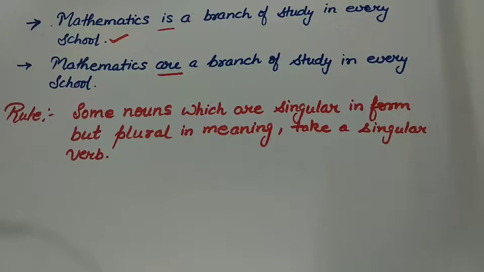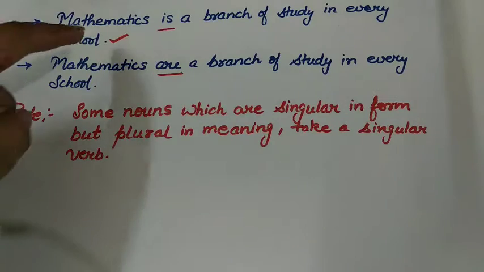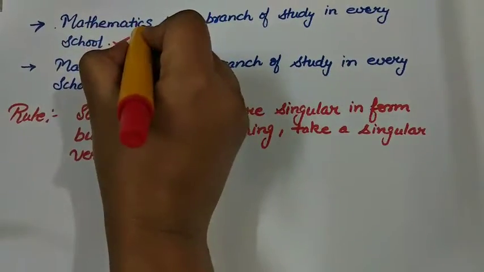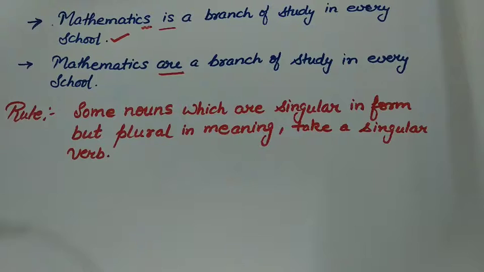Now, why have I used is here and why have I considered this one? See, some nouns which are singular in form but plural in meaning take a singular verb. How? Because here S is here. We consider it as a plural word, but no. Actually, they are singular in form. So we have to use is, that is a singular verb. According to the subject-verb agreement, if my subject is singular, the verb should also be singular. So friends, mathematics is a branch of study in every school will be the correct one.